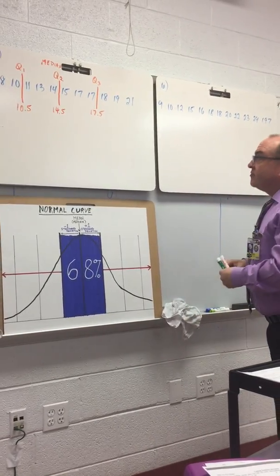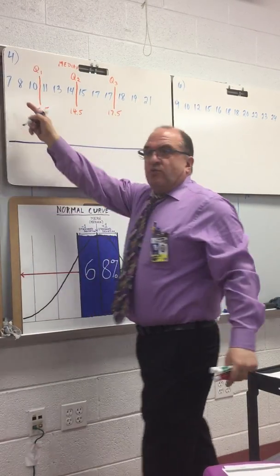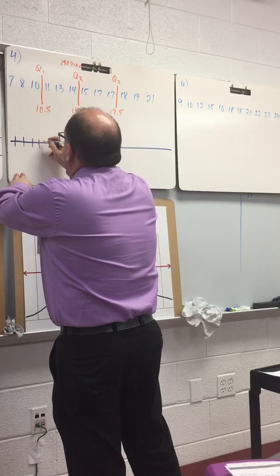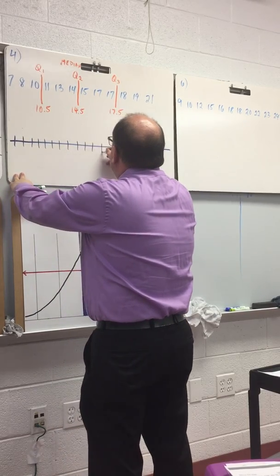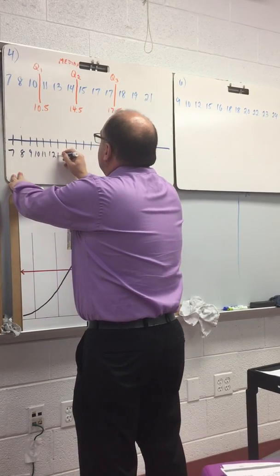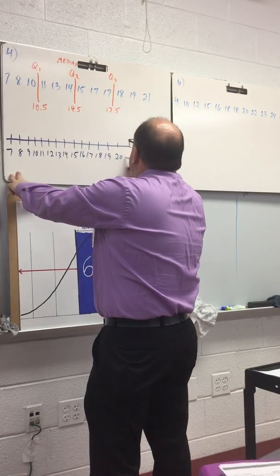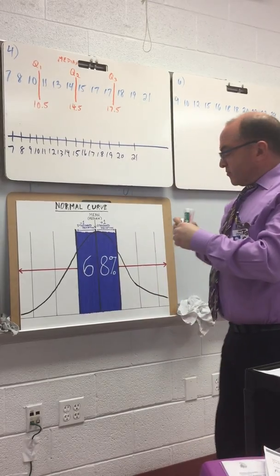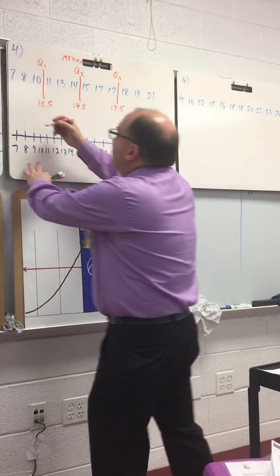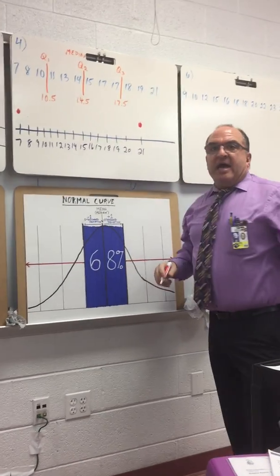Here's what you do. Do a number line. 7 to 21. That's what we're going to do. I'm going to start at 7. 7, 8, 9, 10, 11, 12, 13, 14, 15, 16, 17, 18, 19, 20, 21. All right. Now, what is your minimum? Your minimum is 7. Put a big fat dot on 7. What's your maximum? 21. Big fat dot on 21.